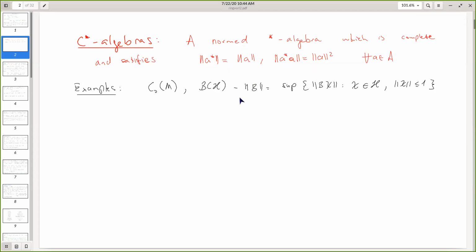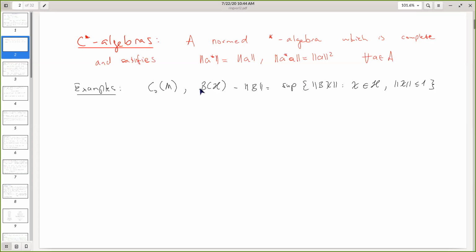And I gave you examples last time. The function space of continuous functions on a compact manifold. In the compact case, you only need continuous functions. That already gives you a nice C-star algebra where the involution is basically just the complex conjugate. And for the case that M is non-compact, you need to define some boundary values for the functions. You take the continuous functions that vanish at infinity.